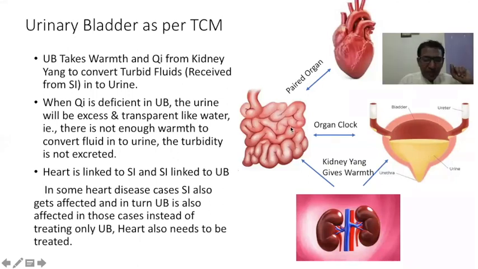So if the turbidity, whatever is the unwanted material, also has to come out through the urine along with the clear urine, then there should be warmth and ki. If that is not there, only water will come out.